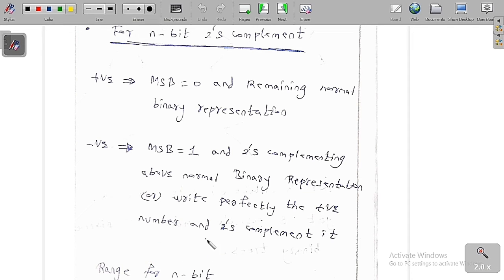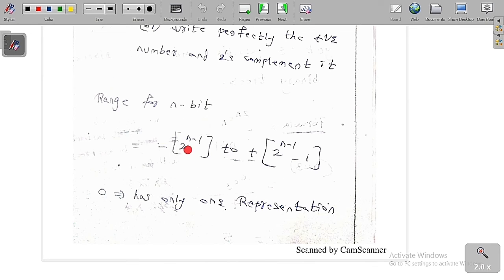Now in the previous one, just remove that minus 1 on the negative side. So it is minus 2 to the power of n minus 1 to plus 2 to the power of n minus 1 minus 1. In the terms of negative, just remove that minus 1, then you are going to get this. Here we have removed the minus 1 from the above thing. Here 0 has only one representation. So these are the things that you always have to keep remembering, therefore questions are being asked on these concepts.